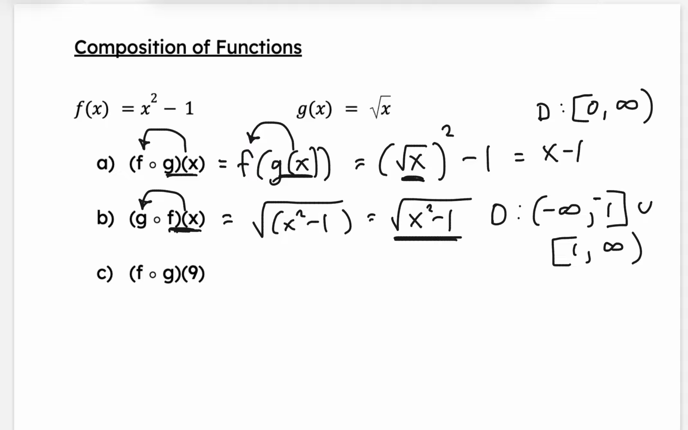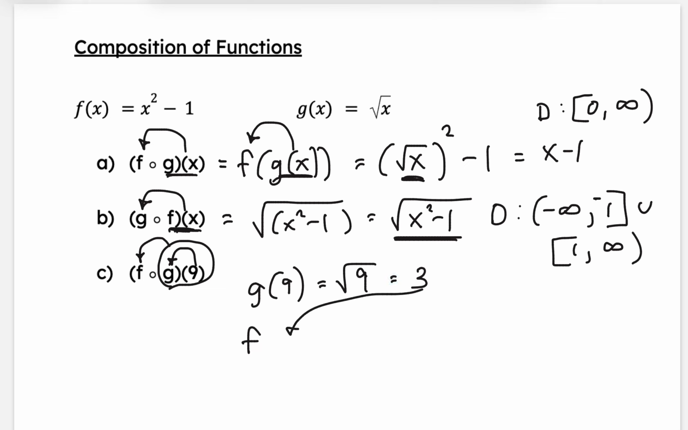Okay, now the last one here is, what do we do if there's a number? If there's a number, this means you're taking 9 and plugging it into g, and then taking that answer and plugging it into f. So g of 9 would be the square root of 9, which is 3. Then to find f of g of 9, you find f of 3. f of 3 would be 3 squared minus 1, which is 8. So if you're finding the composition of functions of a number, that's the chain of events you're doing.